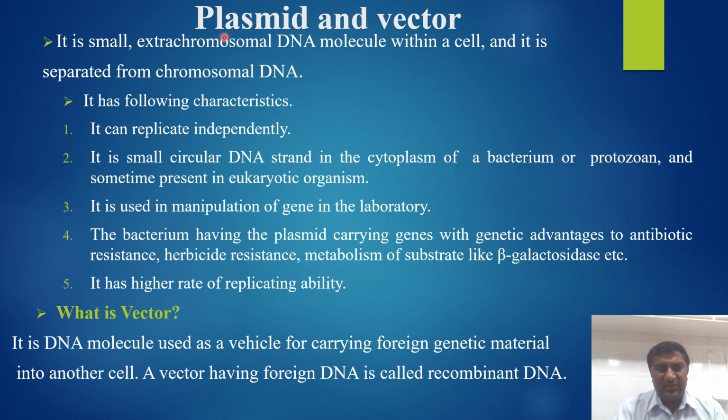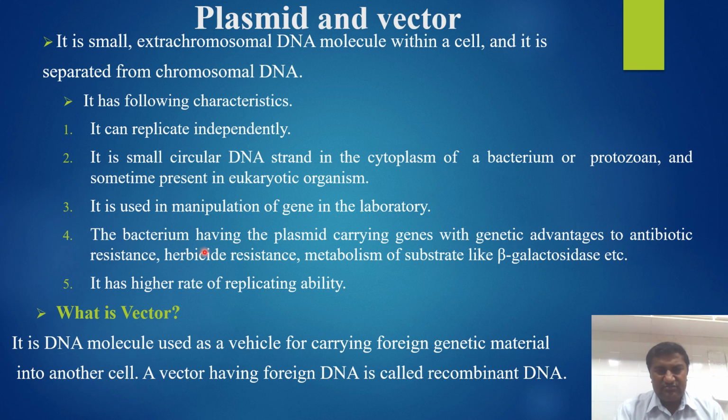What is the difference between plasmid and vector? Plasmid is a small extra-chromosomal DNA molecule within a cell, and it is separated from chromosomal DNA. It has the following characteristics. It can replicate independently. It is a smaller circular DNA strand in the cytoplasm of a bacterium or protozoan and sometimes present in eukaryotic organisms. It is used in manipulation of genes in the laboratory.